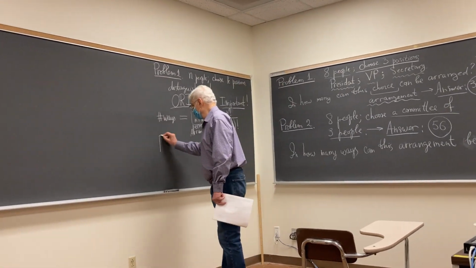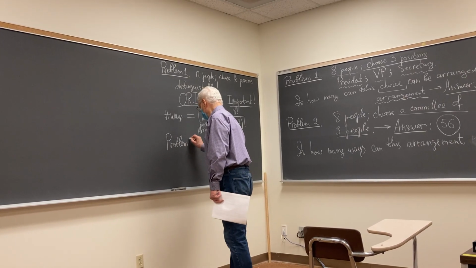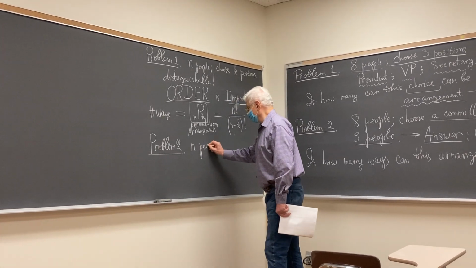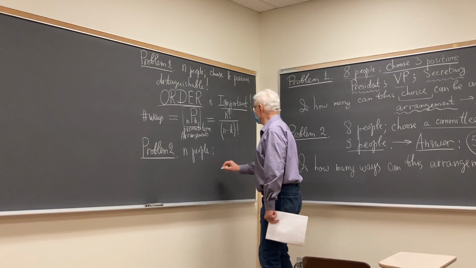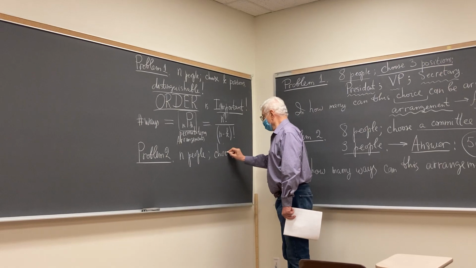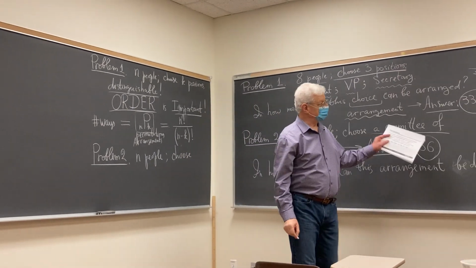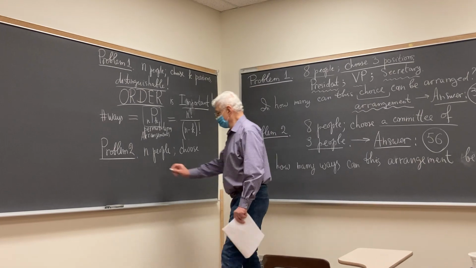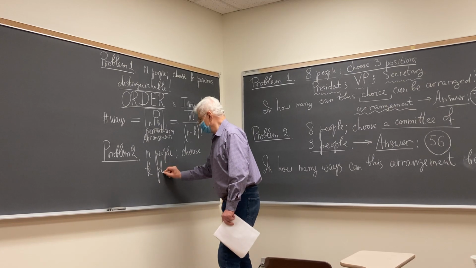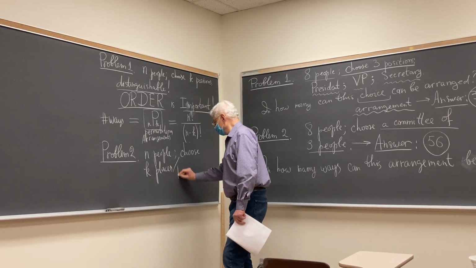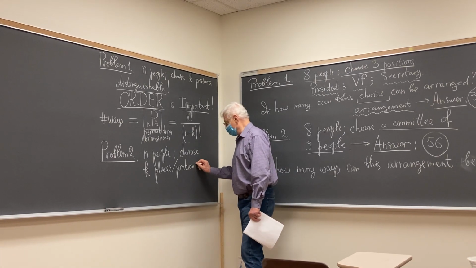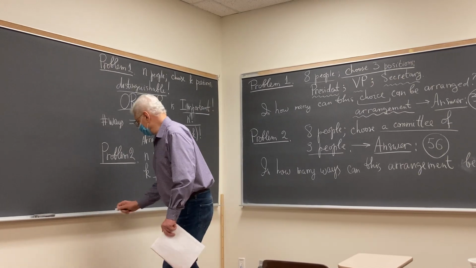Now problem 2. Again, we have n people, and now we choose. Okay, let me just write instead of committee, choose k places or positions, only positions, but we don't know who is president, who is vice president, and so on. Okay, positions, places. Order is not important.